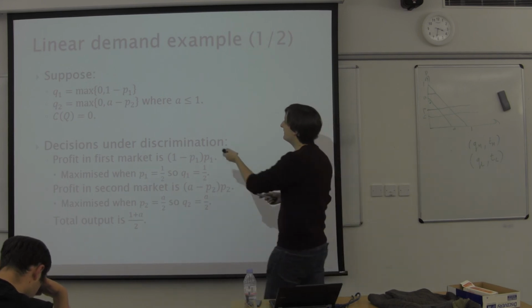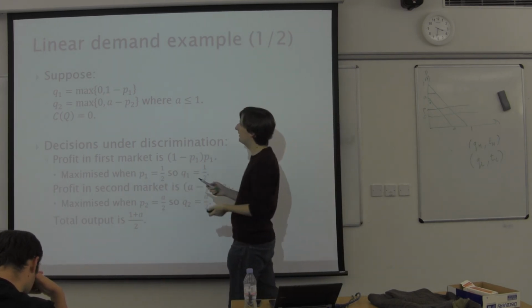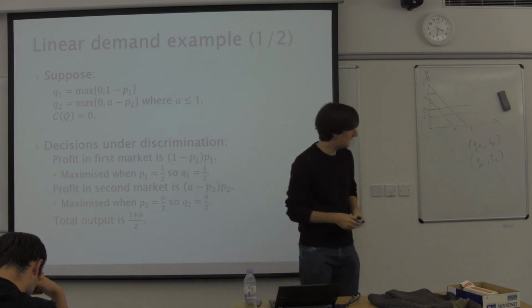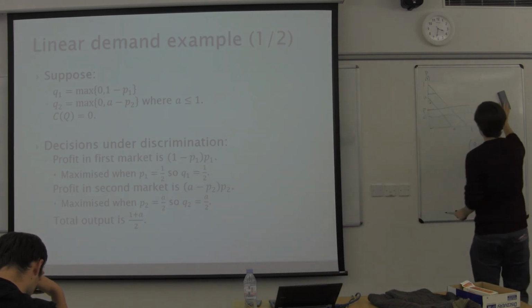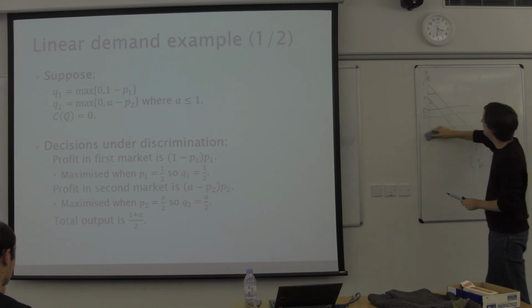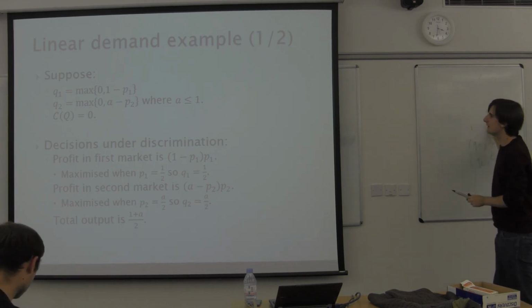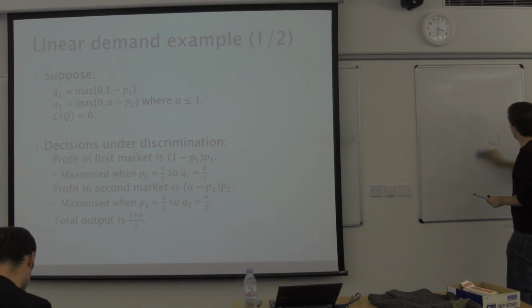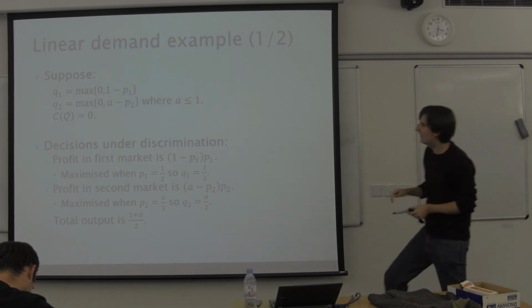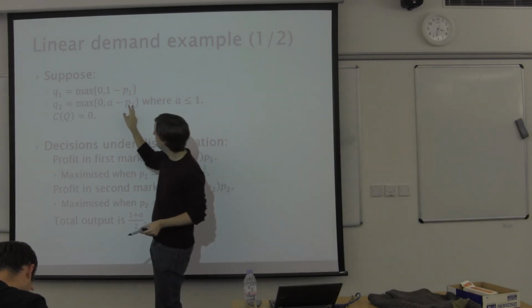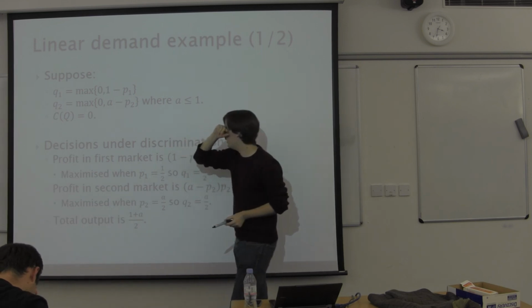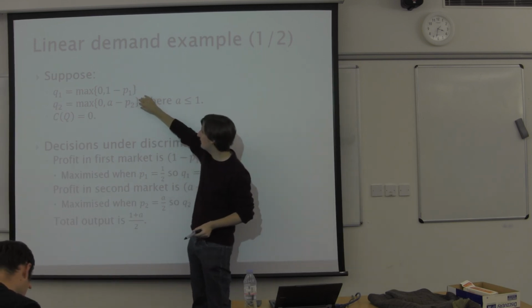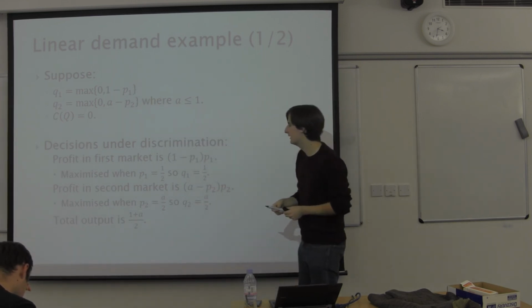Okay, so here's another little example of third degree price discrimination. Again, it looks a bit like this one. We've got two types of consumers. One with demand curve 1 minus P. The other one has demand curve A minus P. Okay, and A has to be less than 1. So these are our high value consumers, these are our low value consumers.